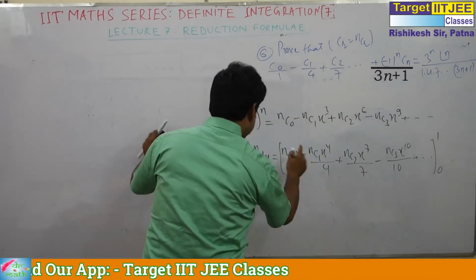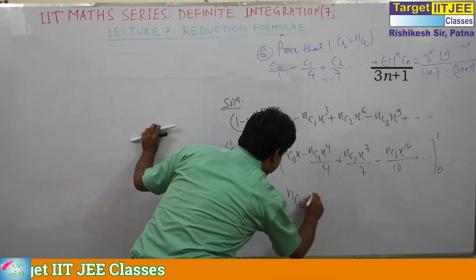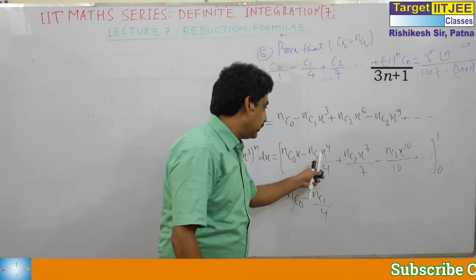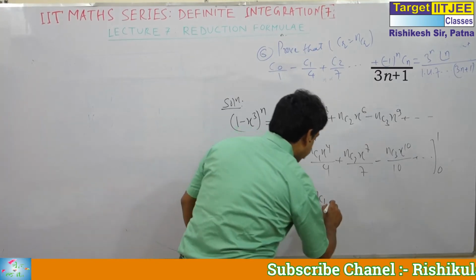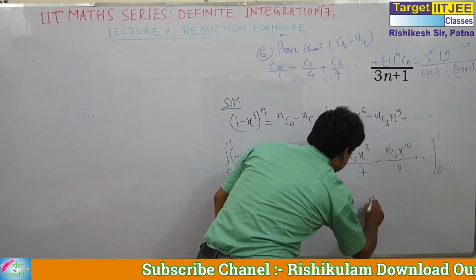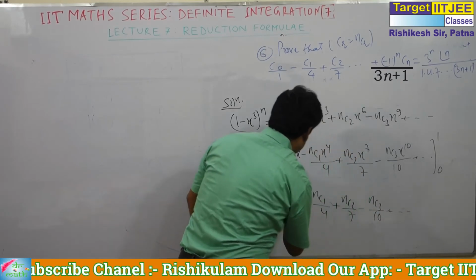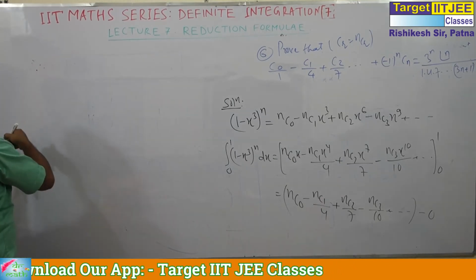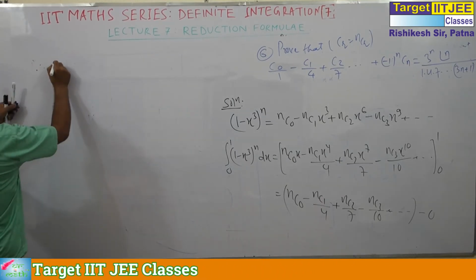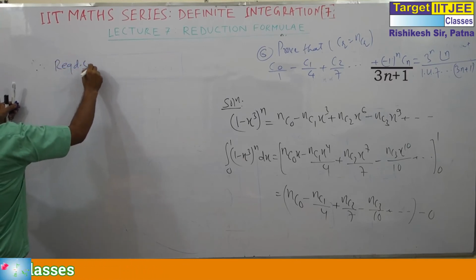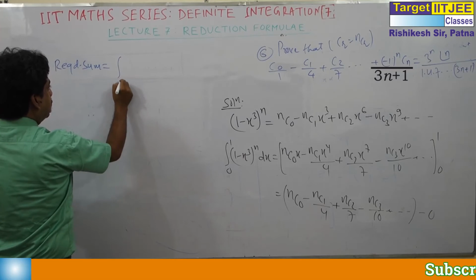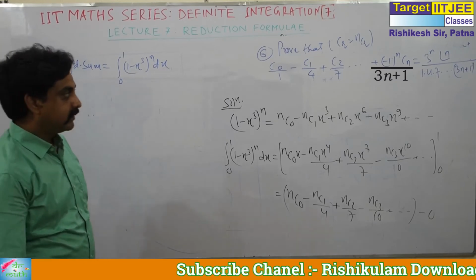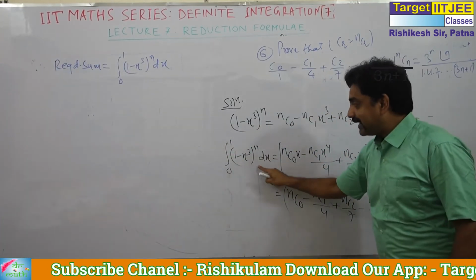And what is this? This is nC0 minus nC1 by 4. When we put x equal to 1, this is nC0 minus nC1 by 4 plus nC2 by 7 minus nC3 by 10 and so on, and at x equal to 0, this is 0. So the required sum is the integral from 0 to 1 of (1 minus x cube) to the power n dx. This summand equals this.